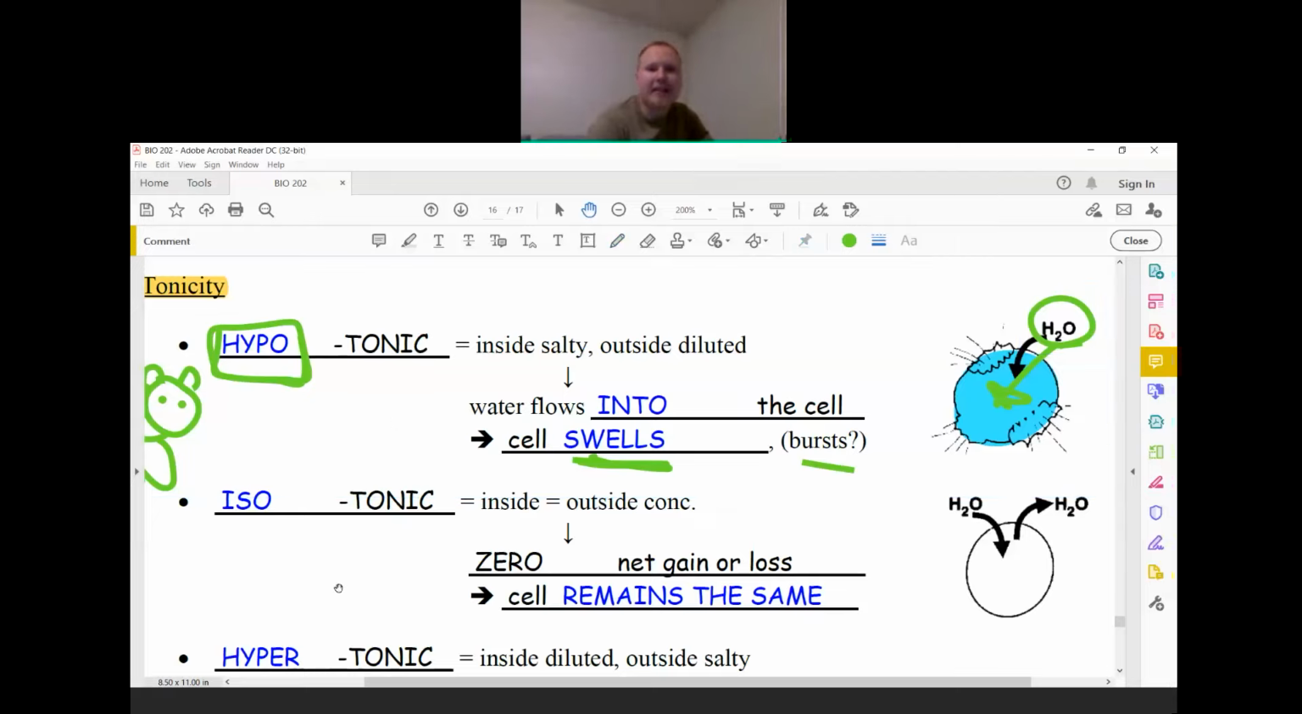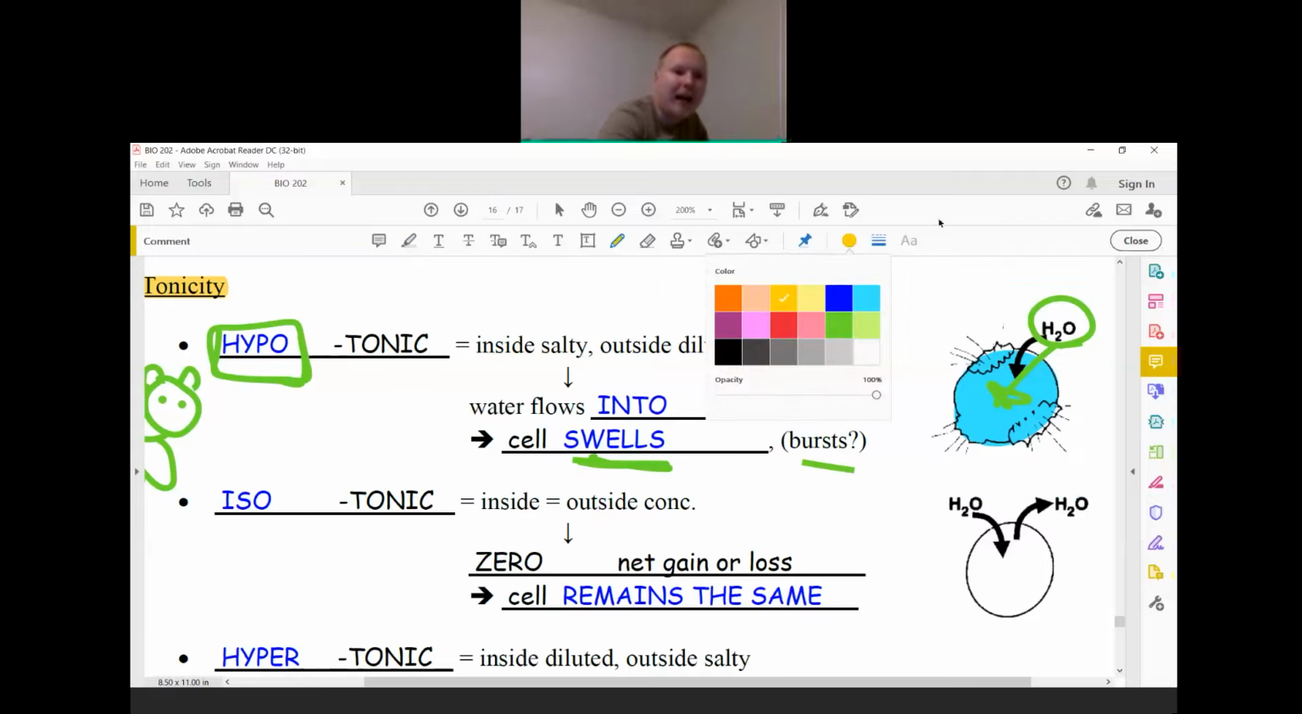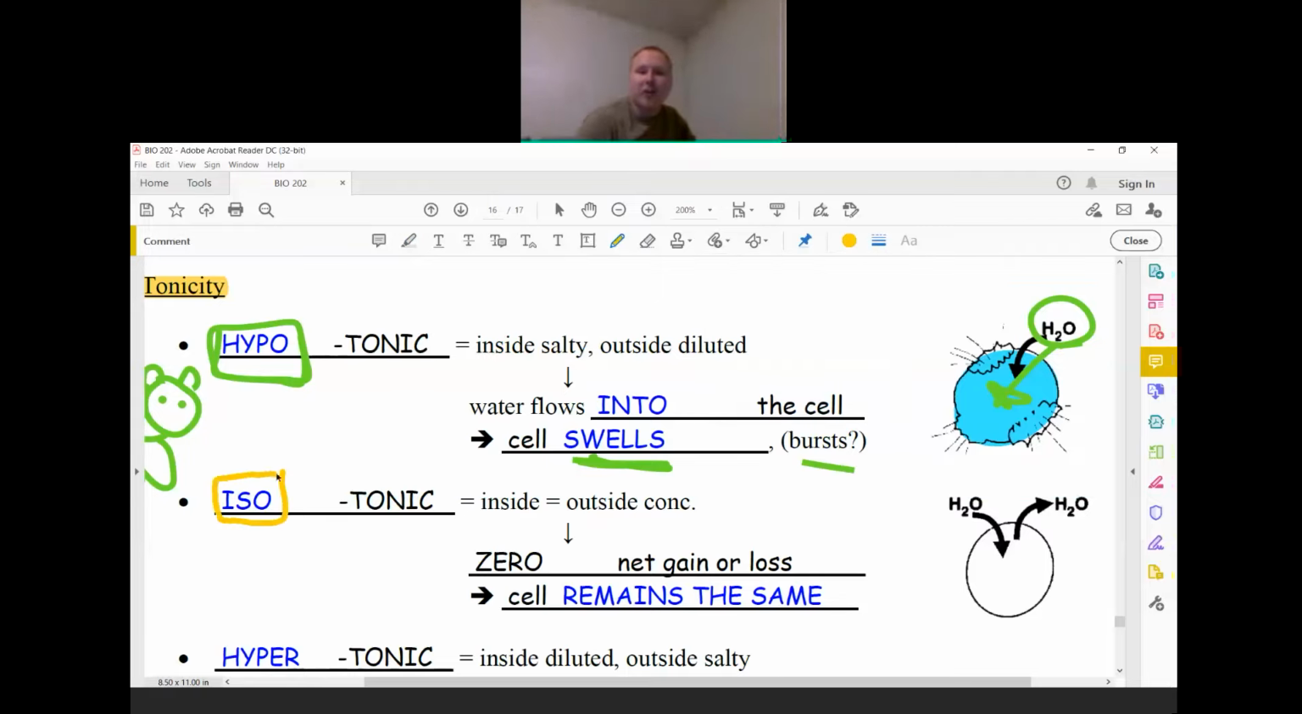Well, let's have a look at the next tonicity situation that we can have. And in this case, we would have isotonic cells. In isotonic cells, there's the same amount of salts both inside and outside the cell. So it's in equal amounts, it's in balance. And as a result of this, yes, some water enters the cell, but the same amount of water also ends up leaving the cell. So the net gain or loss is zero. The amount of water in the cell and the size of the cell remains constant.